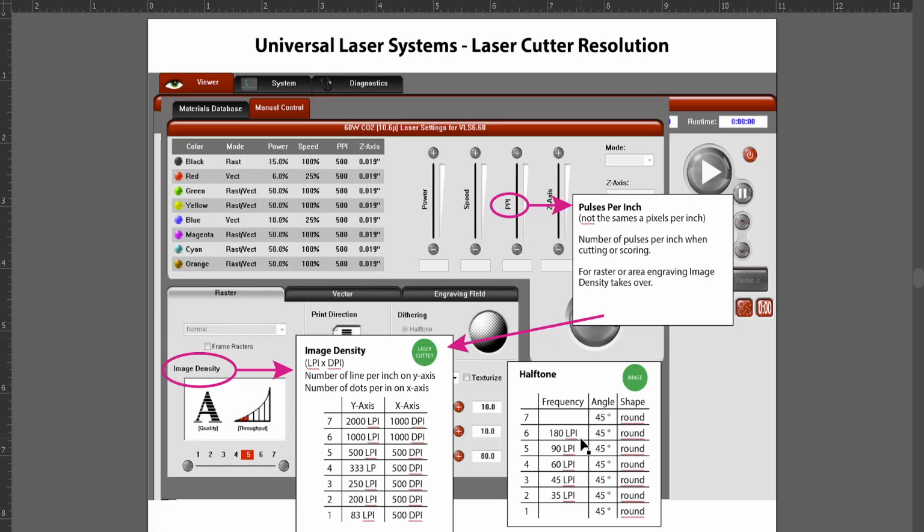And what had me confused for years is that I thought this was the lines per inch of the machine. It's not. It's the frequency of the halftone. It is related to the lines per inch of the machine, in both Trotec and Universal. I assume it's true for Epilog as well. When the dots per inch of the laser cutter resolution go down, so does the halftone frequency.